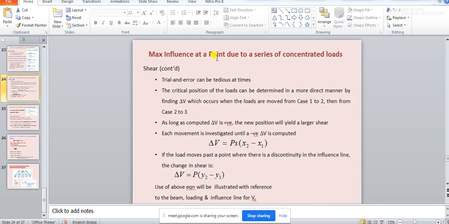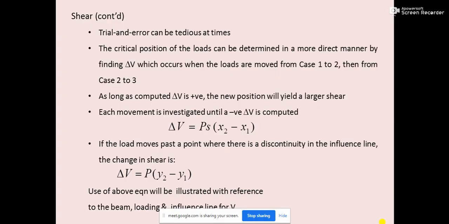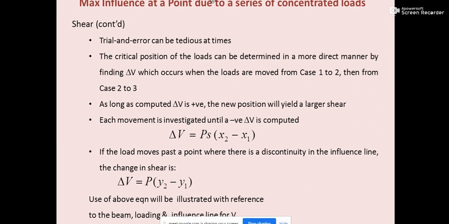In the next slide you will observe what the change in slope method is. You see that for the maximum influence at a point because of this series of concentrated loads, whenever there is a maximum influence at a point, there will be some trial and error, and that trial and error is very tedious at times.